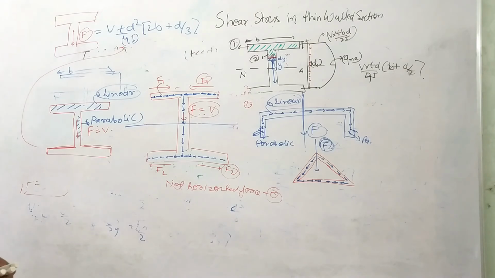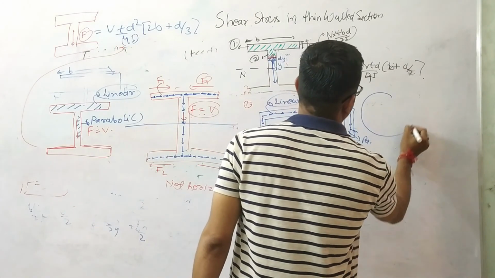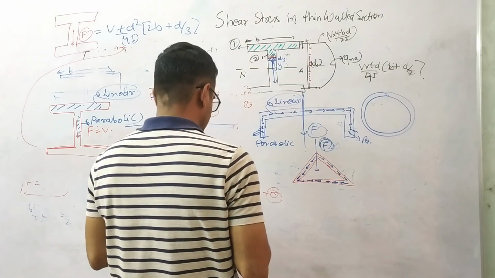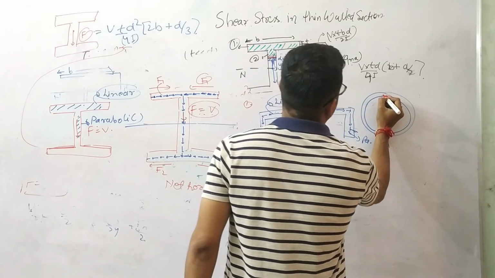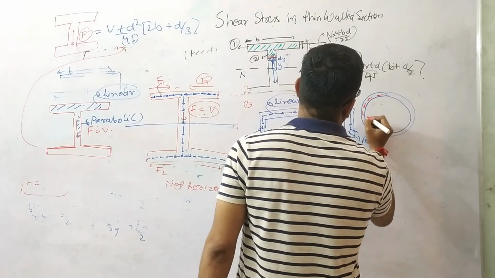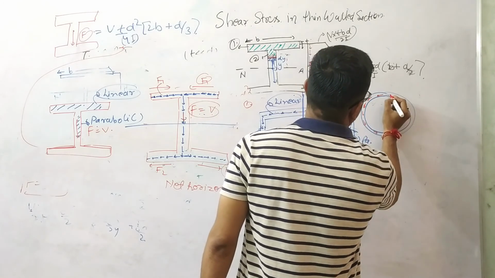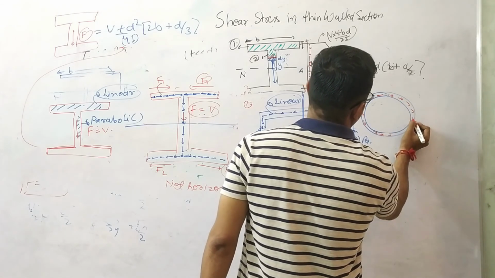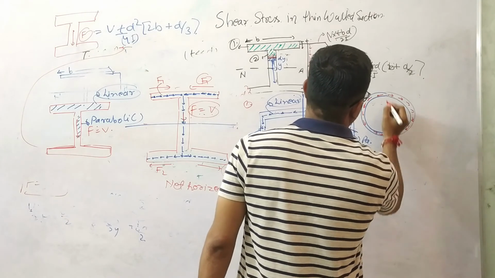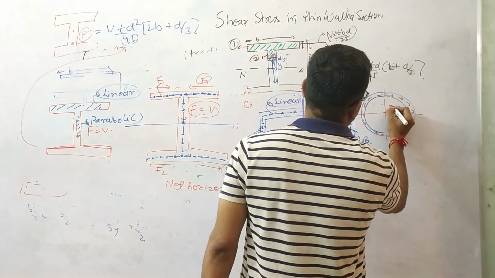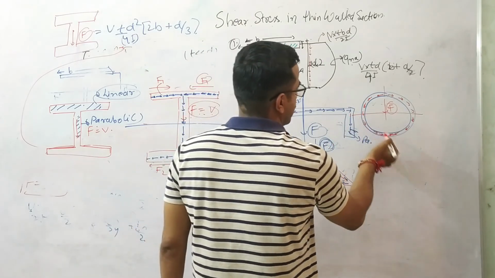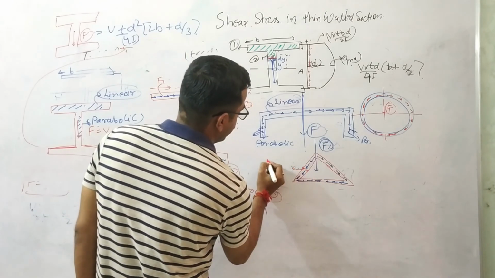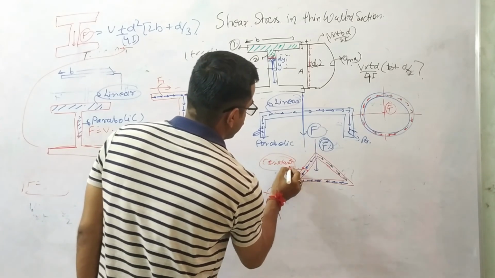Similarly, for the circular cross section also, you can draw it. This is our circular cross section. So the net shear flow will again look like this, and you can see that there will be a net vertical force F. The horizontal components will cancel out each other, and only the vertical component will remain. Also remember one thing: the variation of the shear stress distribution along this width will be constant. For a thin wall section, this distribution is constant.